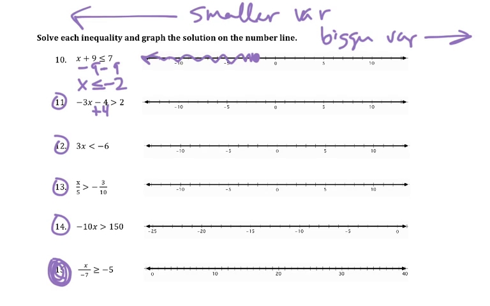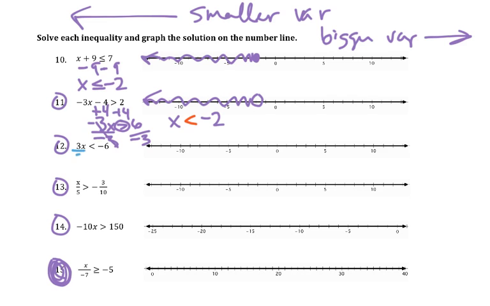So add 4 here first. Get negative 3x is greater than 6. Divide by negative 3, remembering that with inequalities, when I divide by a negative number, I change the direction of my inequality. So I get x is less than negative 2. So negative 2, a hollow circle. X is less than, so I shade to the left.